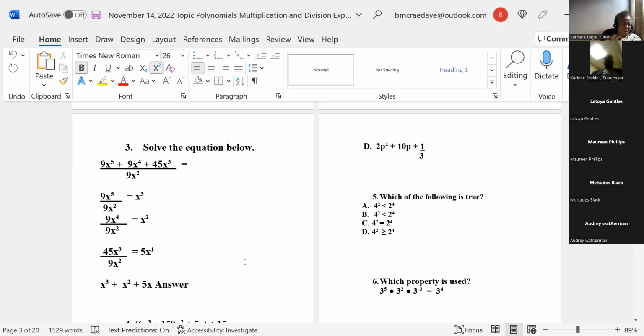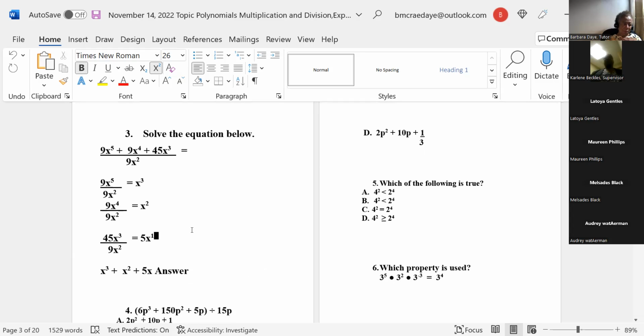That's optional. You see it sometimes for clarity, but rarely do you see a 1 on a variable, because it's the default. All right. So there's your answer: x to the third plus x to the second plus 5x. Questions? No, thank you.